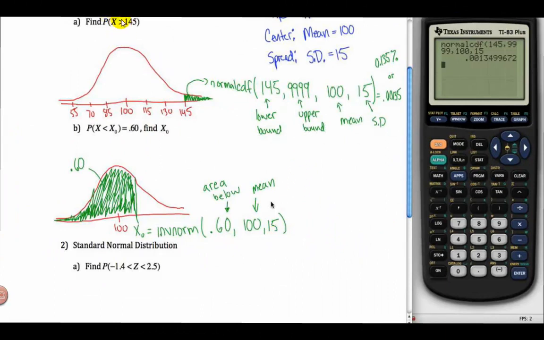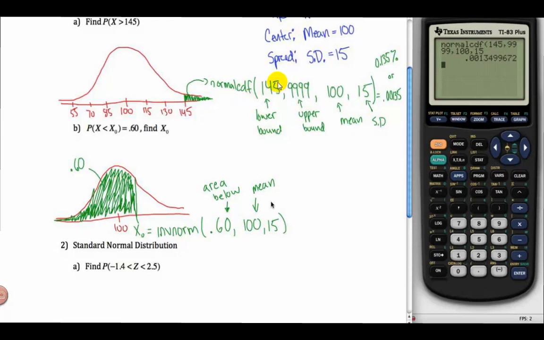Alright, so here they're asking the probability that something is greater than 145 based on the fact that the mean is 100 and the standard deviation is 15. So we plug those in. You notice I drew the curve. And what's the probability that's over here?